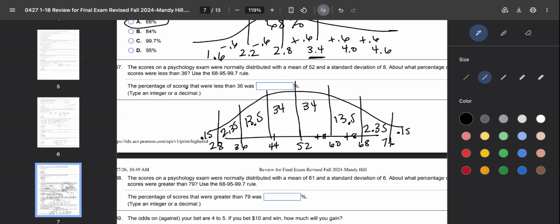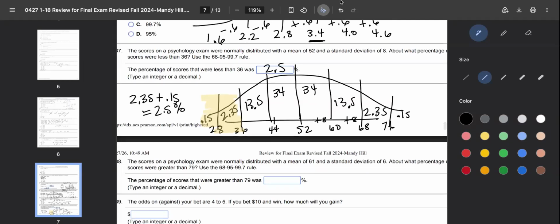So the percentage of scores that were less than 36, so from here on, less than 36 is going to be 2.35 plus 0.15. And so it comes out to be 2.5%. So there is a good picture of that if you've kind of forgotten what percentages are divided up into that.